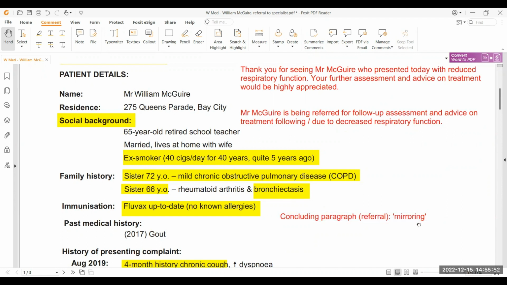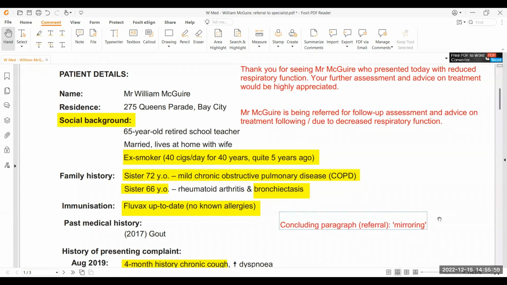Oh, it doesn't want me to write anything. Bear with me. Okay, so your concluding paragraph now for Dr. Tatiana would look something like this. So you use here follow-up assessment. So maybe you can borrow the word from Dr. Josefa, your further evaluation and advice on management.